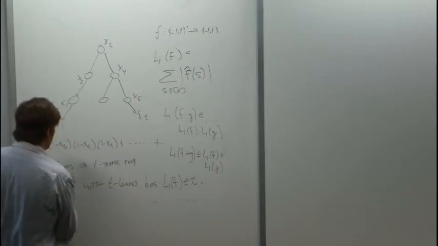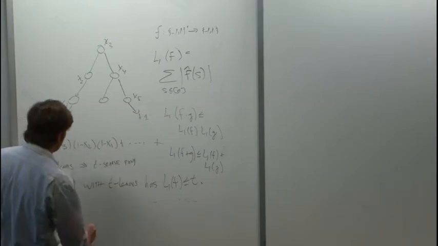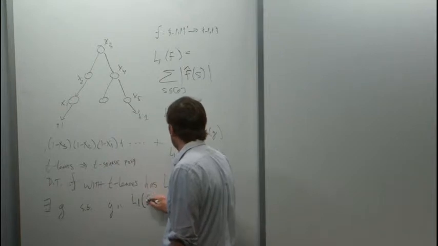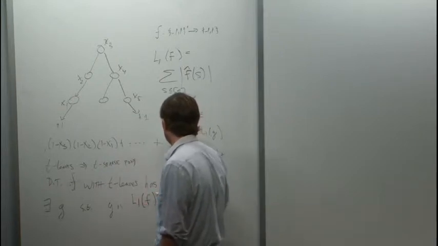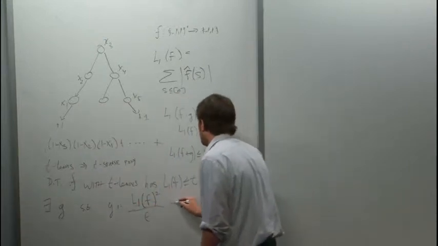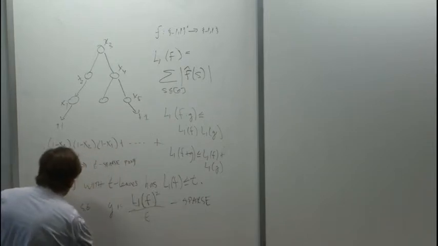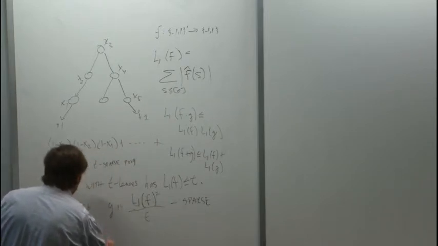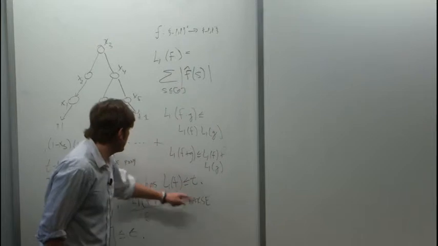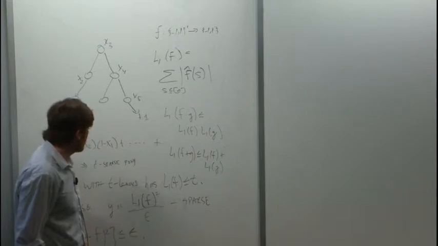And then what you can say is that it's also an easy fact that there exists g, a polynomial, such that g is L1 of f squared over epsilon sparse, and the expectation of g minus f squared is at most epsilon. So you give me a function whose L1 norm is bounded. There exists a function g that is sparse in this sense and closely approximates f in L2.